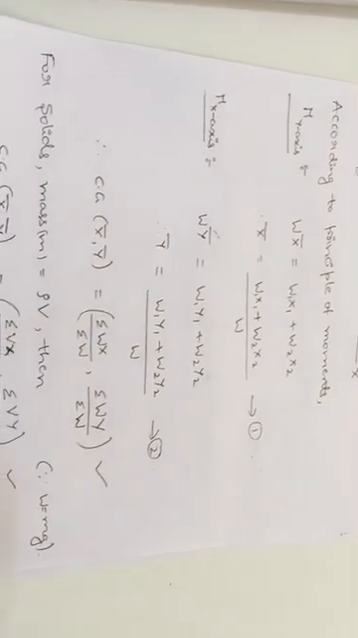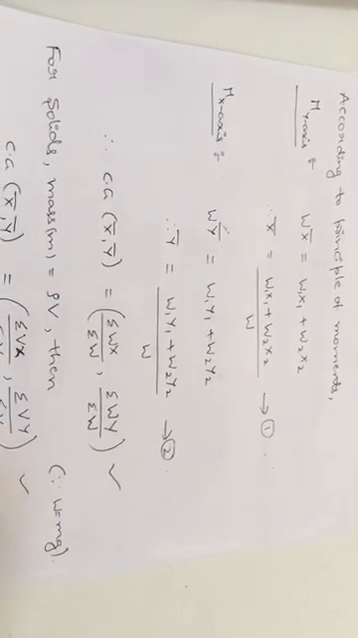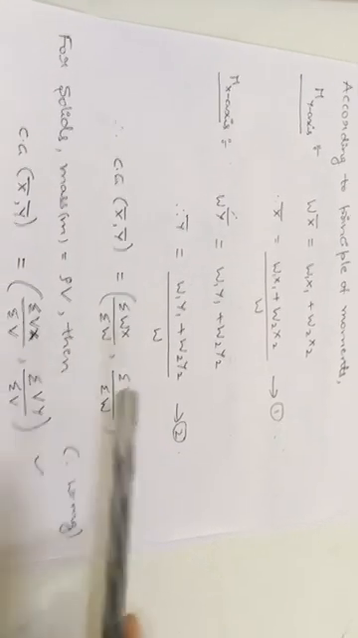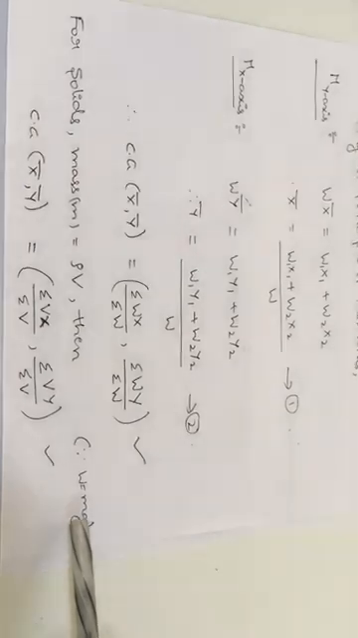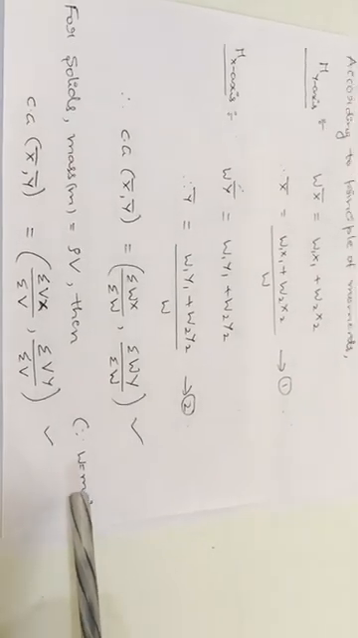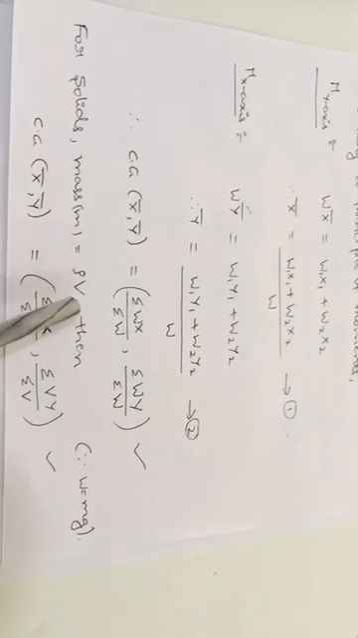For solids, you will get the same formula but in terms of the volumes. Why? Because we know that W is equal to mass into gravity, and again mass is equal to density into volume.